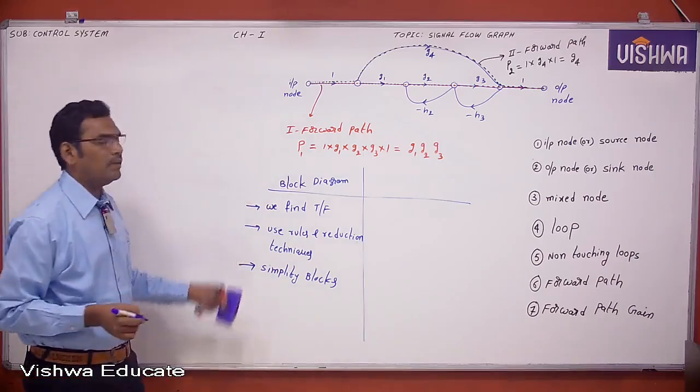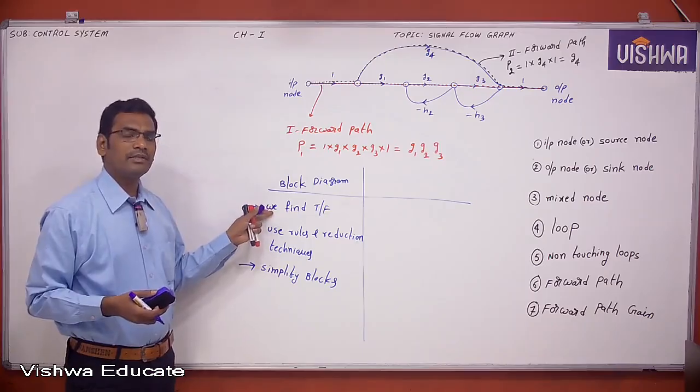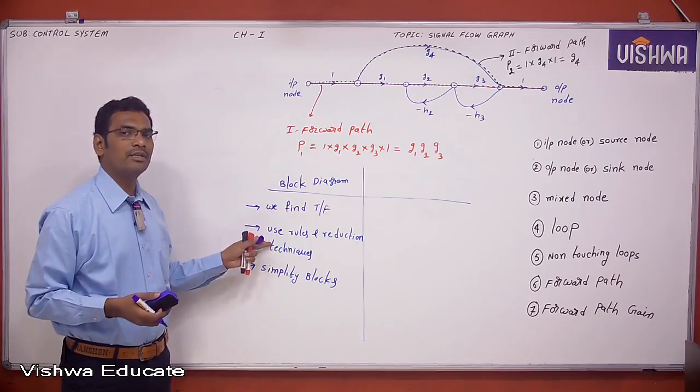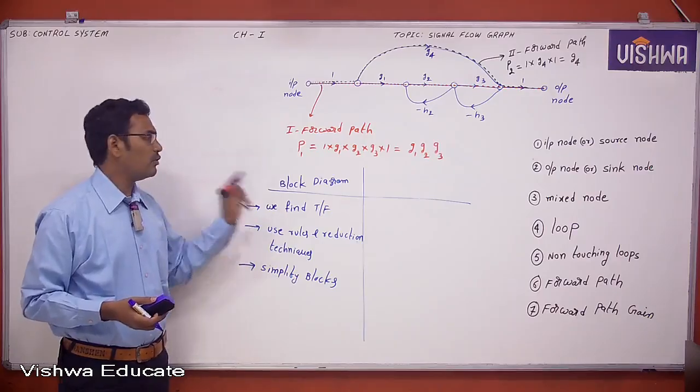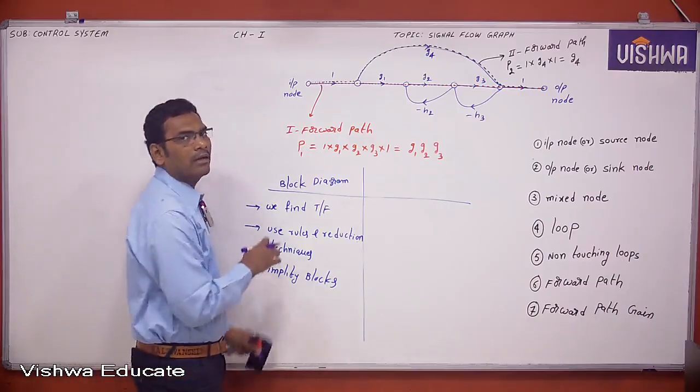Okay, these are the major 3 points in the block diagram. We want to find the transfer function. If you want to find the transfer function, we use the rules and regulations to simplify the blocks, and you can finally find the transfer function. Okay, now this is the approach in the block diagram.